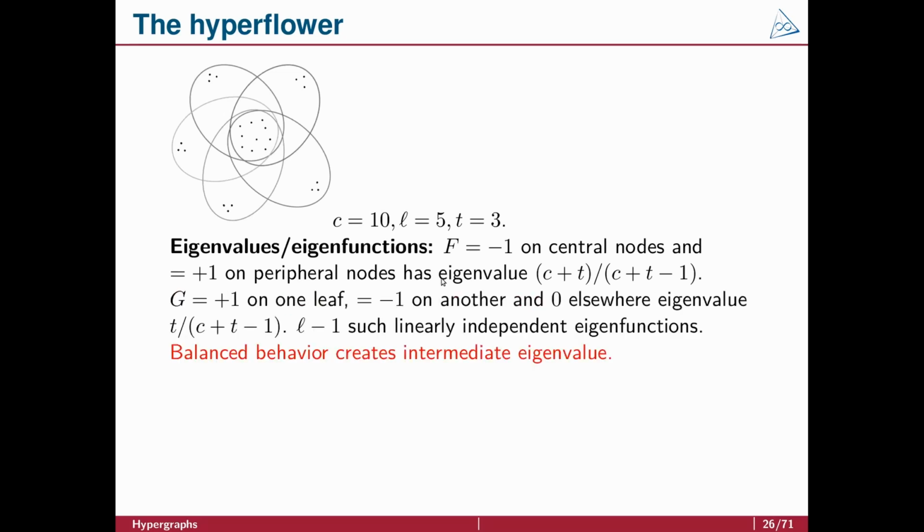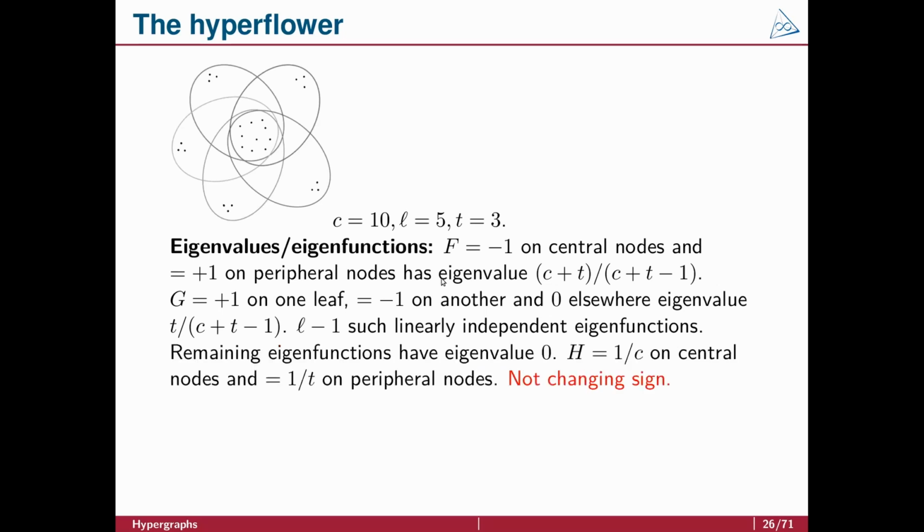Next one, we put +1 on one leaf, and -1 on another leaf, for example, over here. And we put 0 elsewhere. And again, that gives us an eigenfunction. The eigenvalue is smaller. So now it's only t/(c+t-1). The first one was (c+t)/(c+t-1), so it's smaller. And so this is a balance behavior, a balance between the peripheral vertices, and that gives us intermediate eigenvalues.